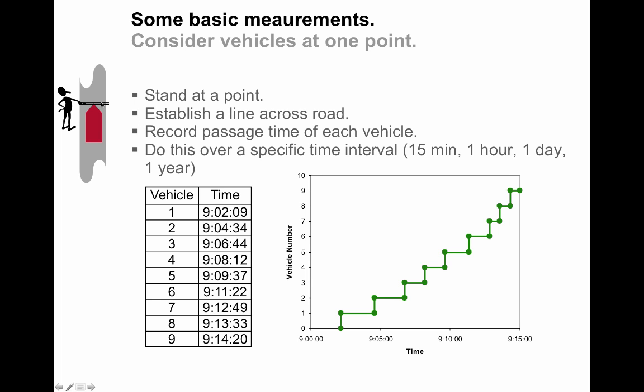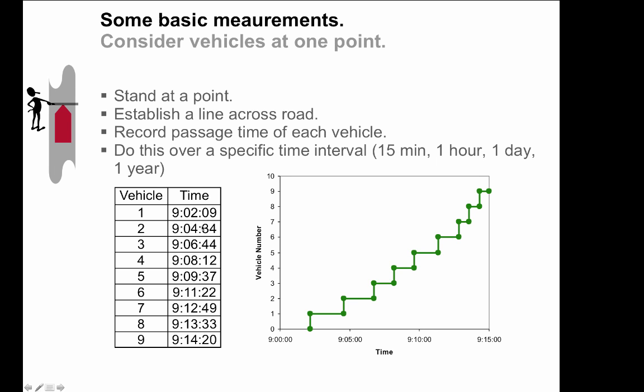So imagine you're standing at a point and you establish a line across the road, and all you're doing is keeping track of the exact time from the clock that each vehicle passes. So you are fixated on this line across this road, and you're recording the time that the nose of each vehicle crosses that line. So you'll stand out there and do this over a specific time interval. In transportation, we typically count for 15 minutes or for 1 hour or for 1 day, for 1 month, for 1 year. Quite often we do this using automatic sensors, but I'd like you just to visualize that you're doing this yourself.